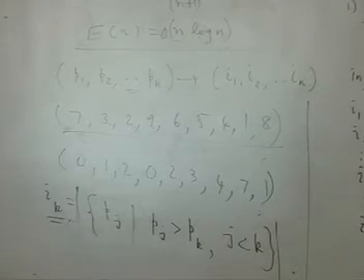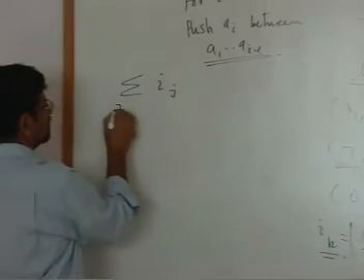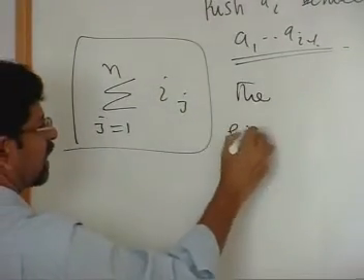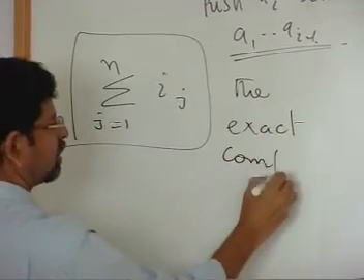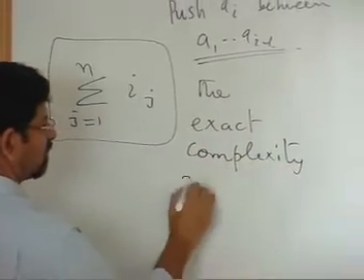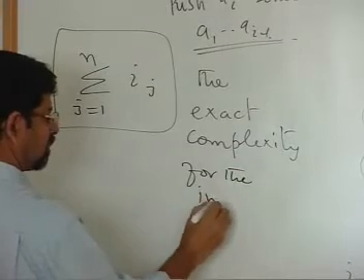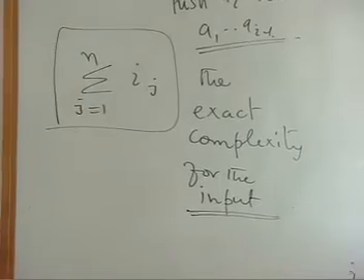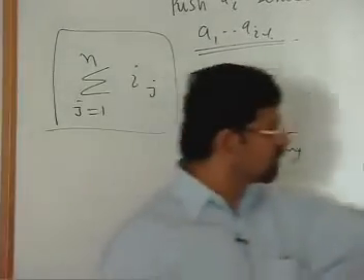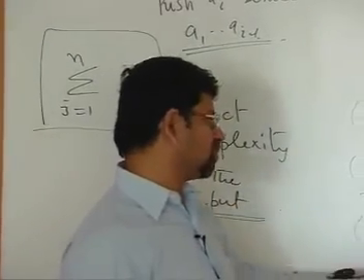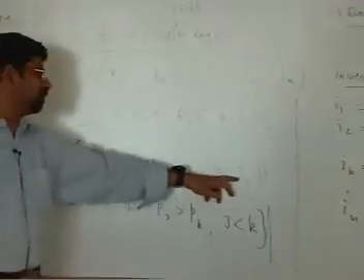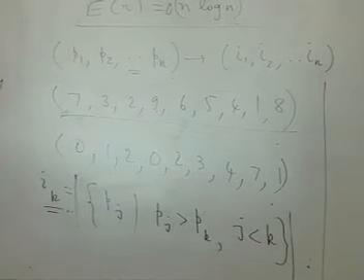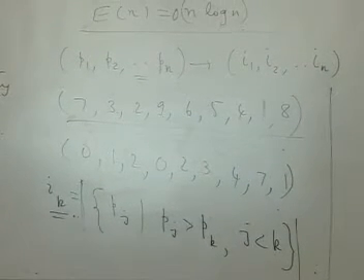Therefore, the sum of the inversion vector entries, j equal to 1 to n, defines the exact complexity for the input. For each input, now I know, I can precisely tell you how many comparisons it is going to make. So 3, 5, 8, 12 plus 8, 20. If you run that algorithm on this input, it is going to take precisely 20 comparisons.